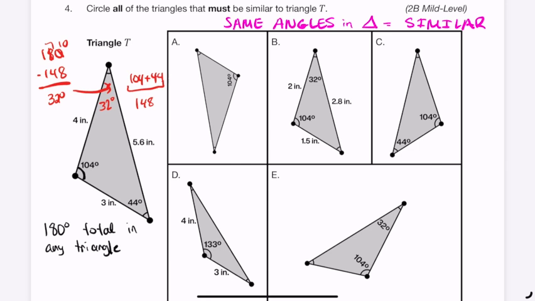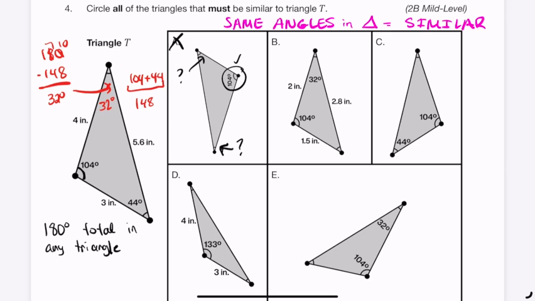So A is going to be wrong because we know that that's 104, which is good, but then we don't know what these are. So we have no reason to know that those are 32 and 44 degrees. Okay, so unless they tell us one of those, we can't figure it out. We don't know the angles are all the same. So it's possible it's similar, but it doesn't have to be.